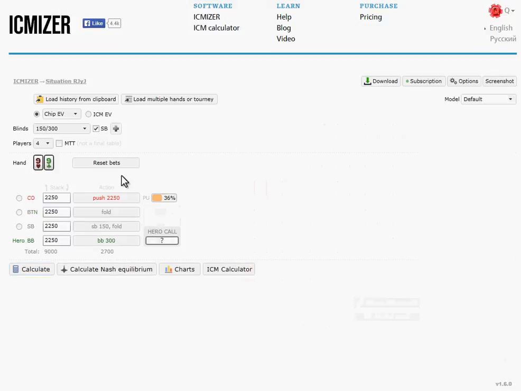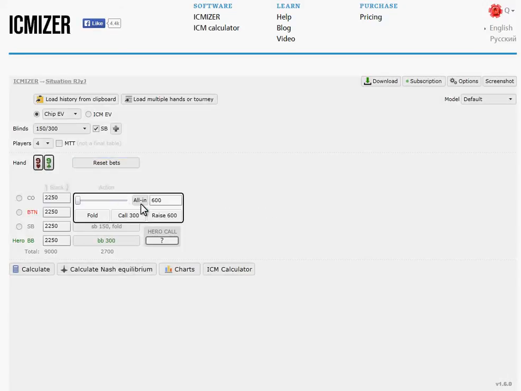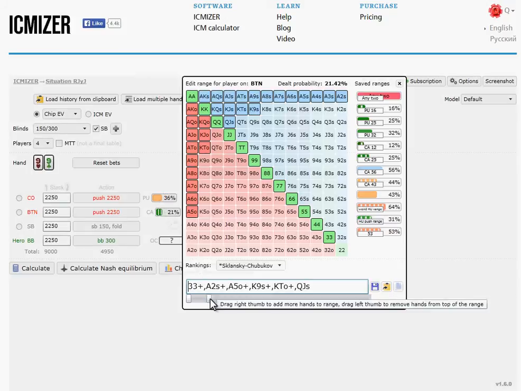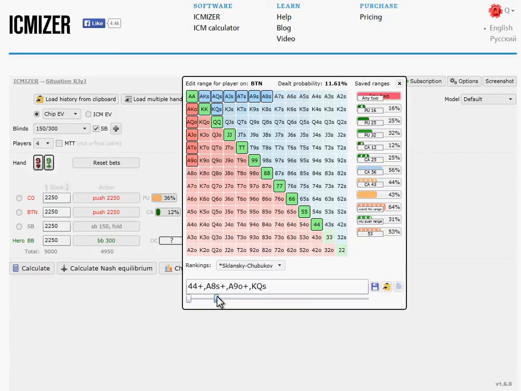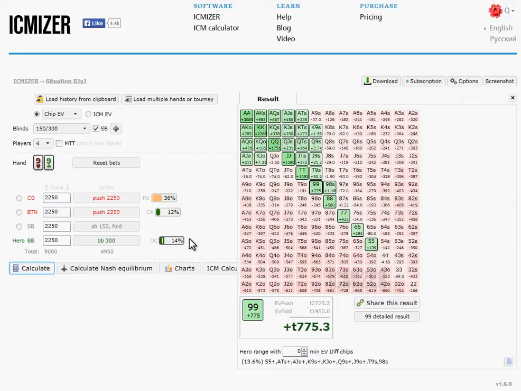Let's say the situation is even simpler in terms of the number of ranges which we need to provide. When we are facing two pushes from the cutoff and the button, we just need to provide those two ranges. The first one is the push range for the cutoff, and the second one is the call range for the button. Once we have those two ranges, we can calculate the range for hero, which he can profitably overcall with.